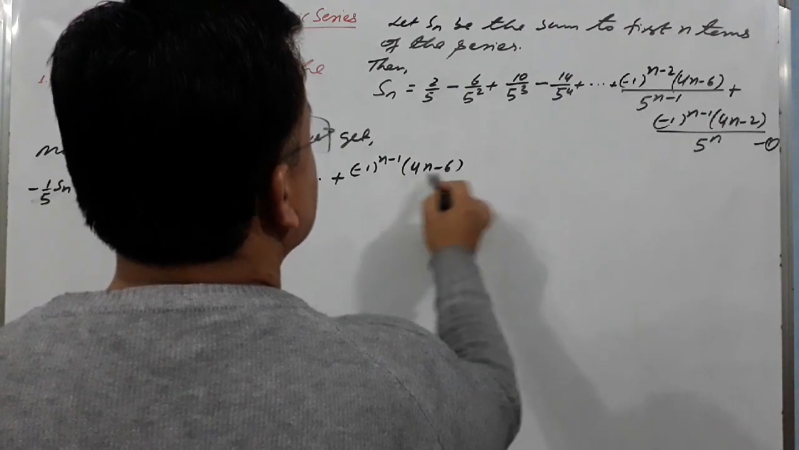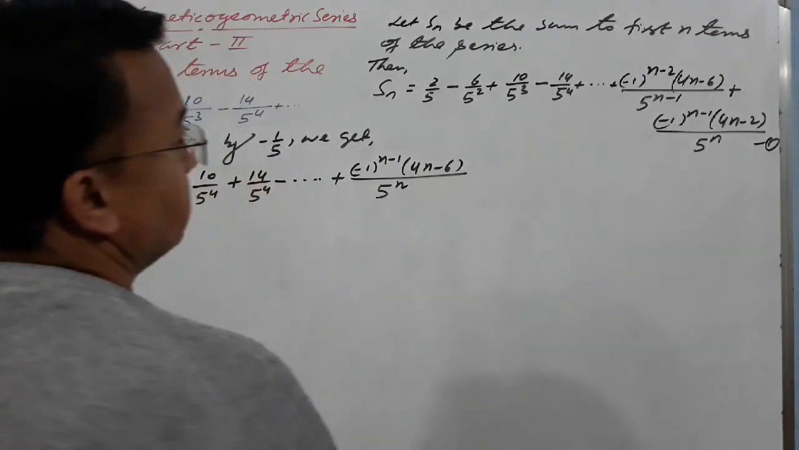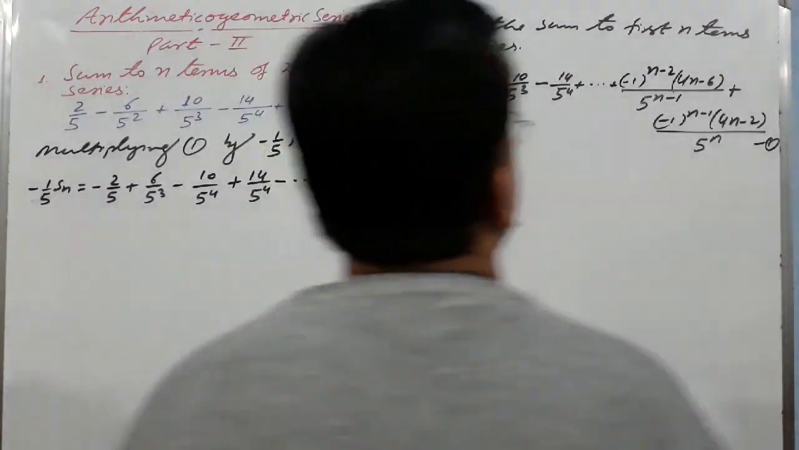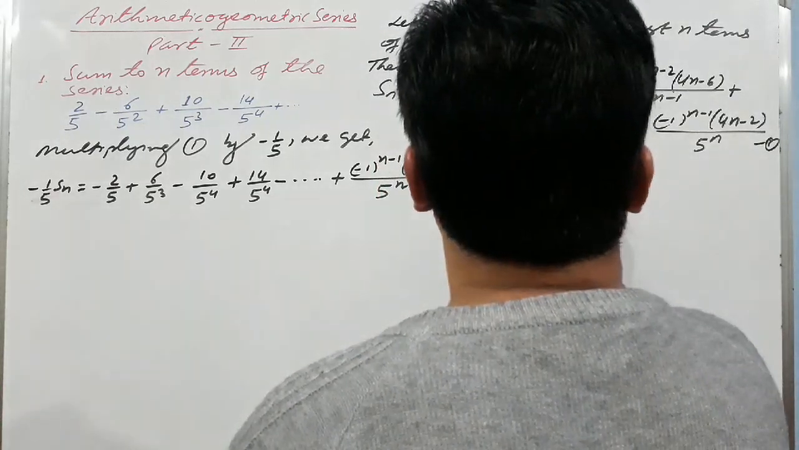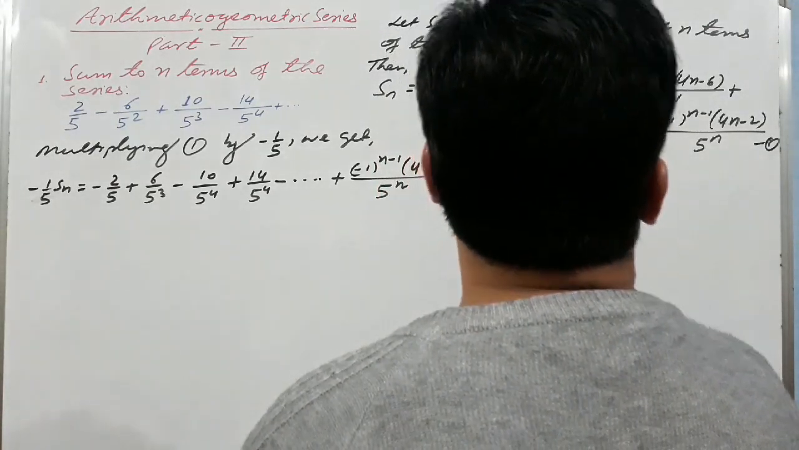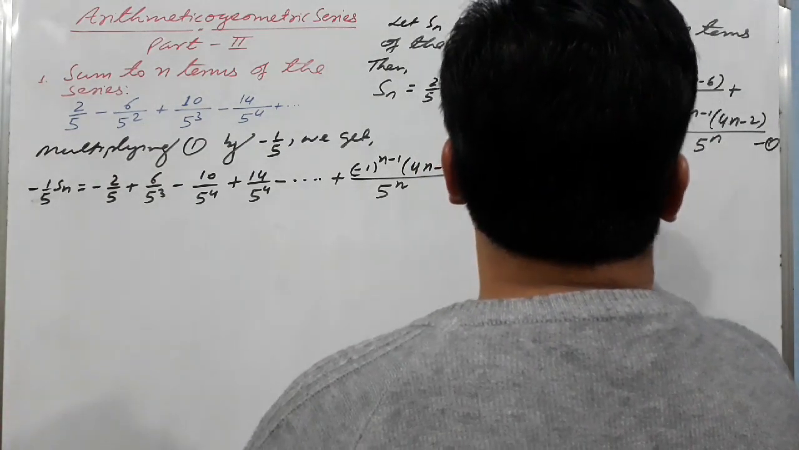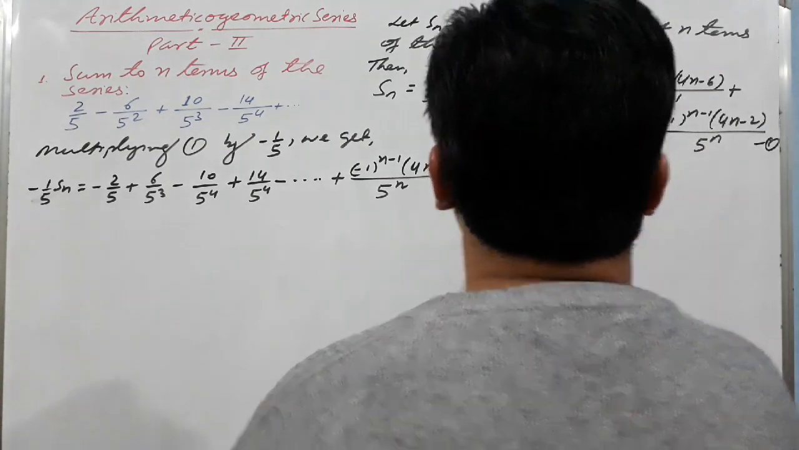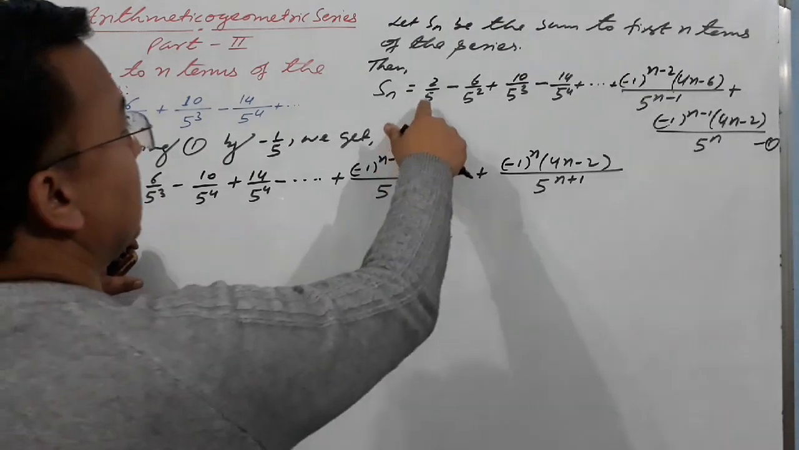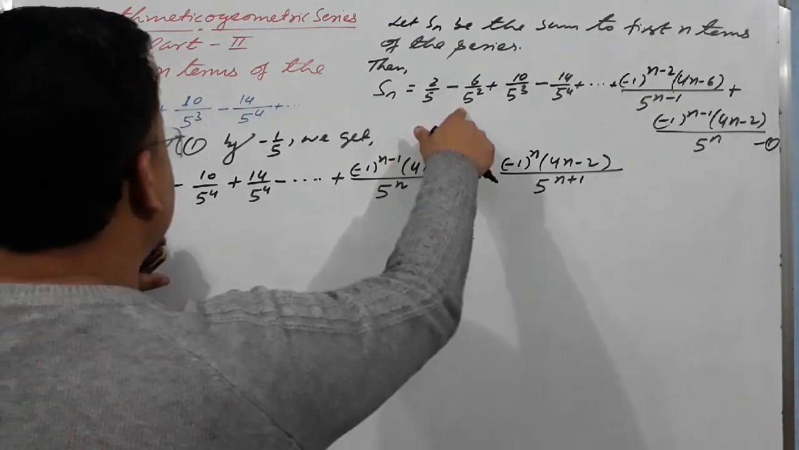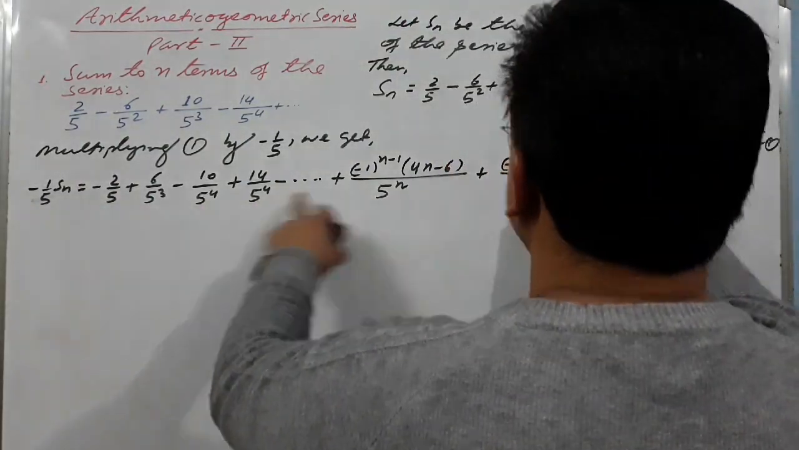I'll explain, 4n minus 6 over 5n, right? 5n and plus minus 1 raised to power n, 4n minus 2 over 5 raised to power n plus 1. Okay, listen to me, how we got this one by multiplying minus 1 upon 5, minus 1 upon 5, minus 1 upon 5, negative 1 upon 5, negative 1 upon 5, you will get.